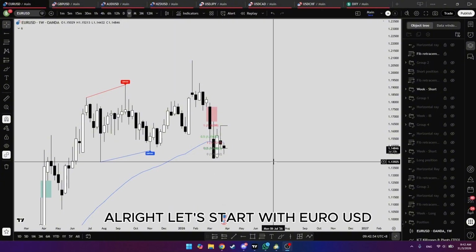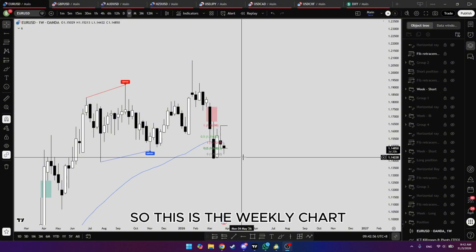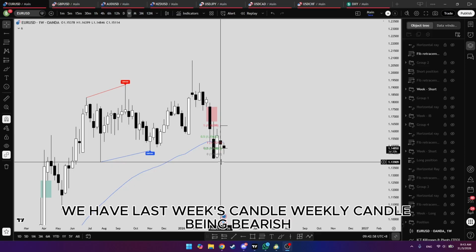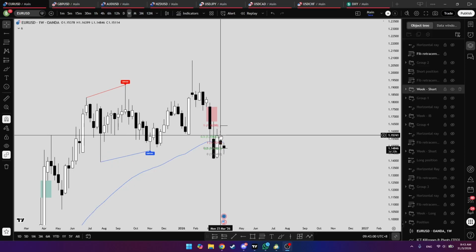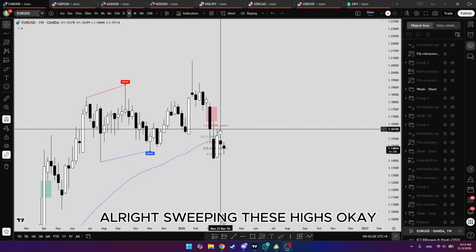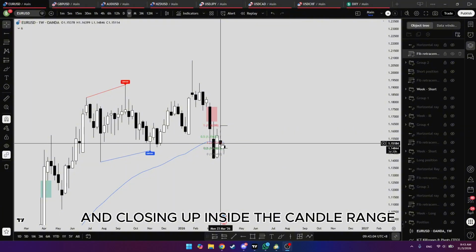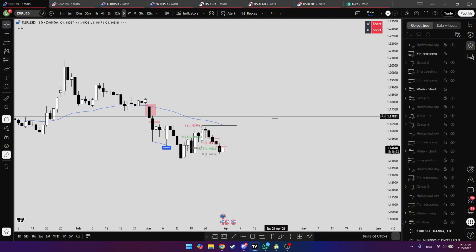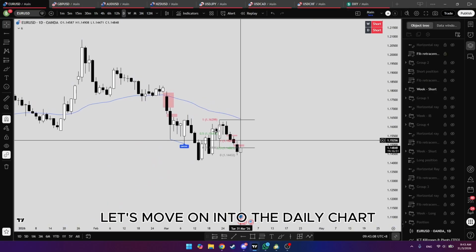Alright, let's start with Euro USD. So this is the weekly chart. We have last week's weekly candle being bearish, right? Sweeping these highs, okay, and closing inside the candle range. Let's move on into the daily chart.